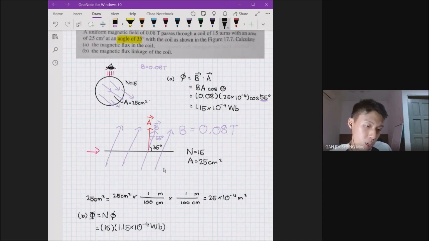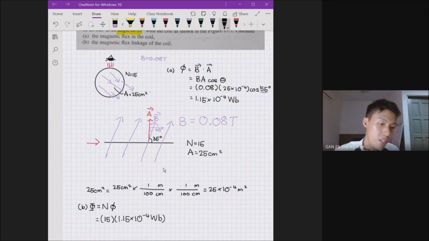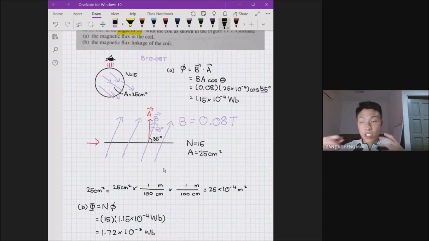Okay, so if you calculate it, I believe you're able to get the answer of 1.72 times 10 to the power of negative 3 Weber. It's still the same unit because the number of turns doesn't carry any unit. So the unit for magnetic flux linkage is also Weber. Nothing has changed over here.